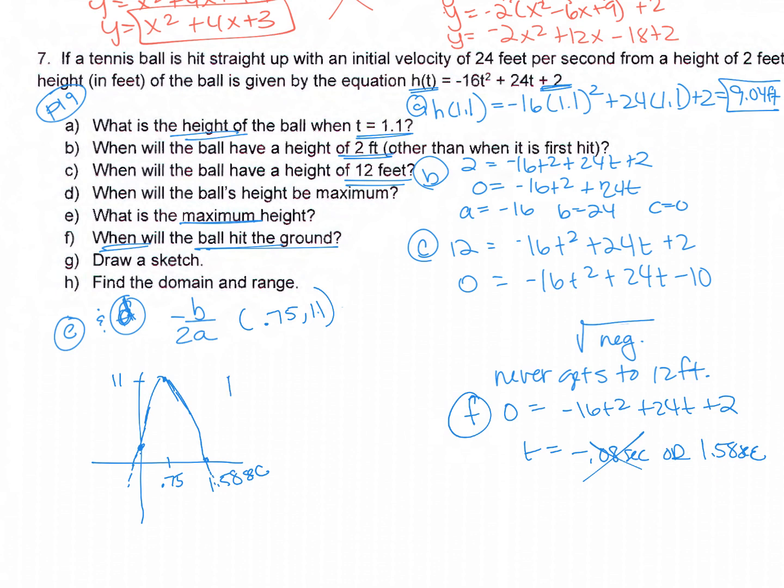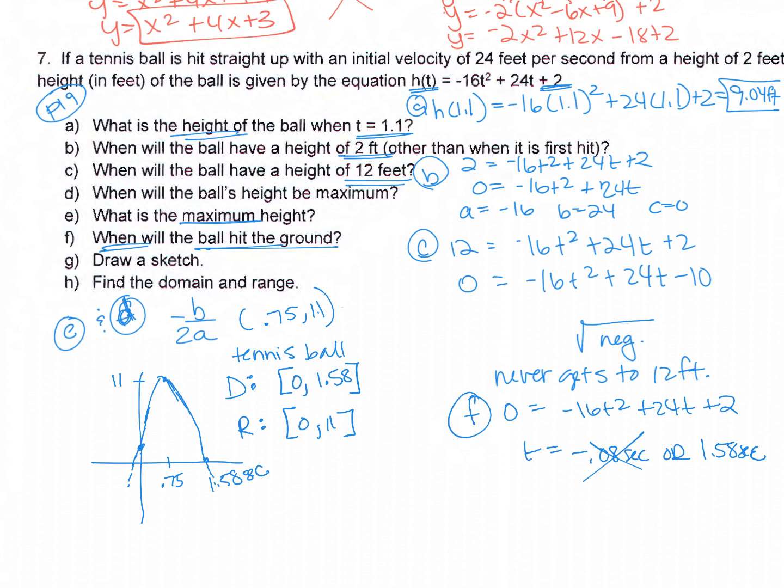The domain for this problem, so this is for my tennis ball, is the time my tennis ball has been hit. My tennis ball gets hit at 0 seconds, and falls back to the earth after 1.58 seconds. So my tennis ball is in play from 0 to 1.58 seconds when it hits the ground. The range is my heights. The heights of my tennis ball range from 0, being on the ground, all the way up to a height of 11. So my y values vary between 0 and 11.